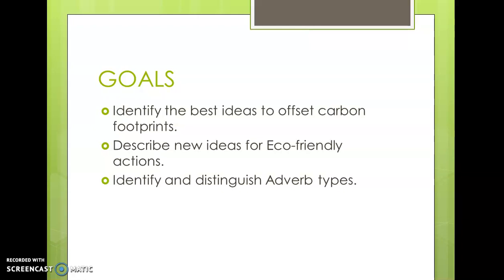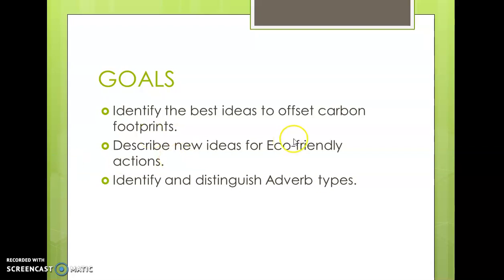Goals. From now on, we are going to show you the goals because it's very important that you know the objective of the class. The first one is to identify the best ideas to offset carbon footprints. As I've told you before, offset is just to decrease, to get less and less, and carbon footprint is the contamination, the amount of greenhouse gases that we as human beings emit to our atmosphere or our nature, okay?